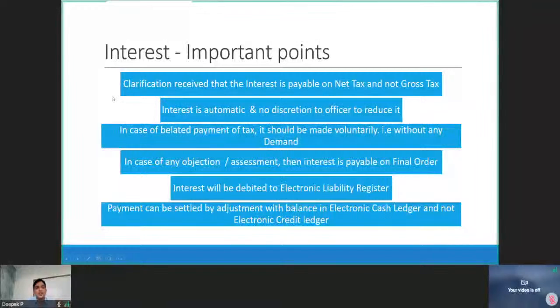Interest, important provisions: clarification received that the interest is payable on net tax and not gross tax. That is clear. Interest is automatic and no discretion is available to the officer. What is 73 and 74, sir? 73 and 74 are adjudication proceedings, sir.